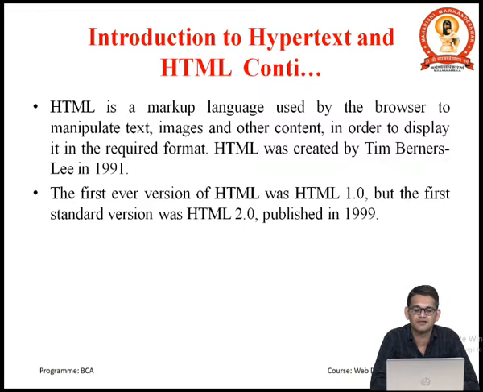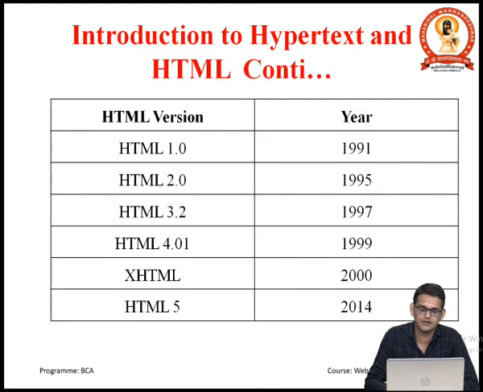HTML was created by Tim Berners-Lee in 1991. The first version of HTML was HTML 1.0, but the first standard version was 2.0. Let's see the evolution and the multiple stages, and whether there are updates available in HTML. You can see in the table displayed on your screen that in the first column we have the HTML version, and in the second column the year of evolution. Initially HTML 1.0 was developed in 1991, and after that the standard version HTML 2.0 was developed in 1995. Developed means it was made global and free of cost, usable for end users or developers interested in creating HTML pages or websites.